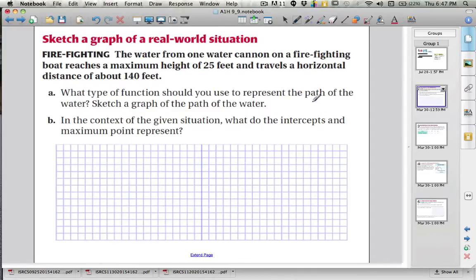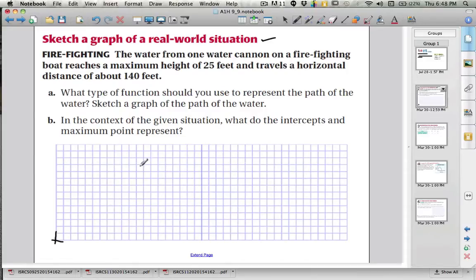So if we take a look at one of the techniques we might use to understand a situation, it would be to sketch a graph. In this particular case, the water from a water cannon on a firefighting boat reaches a maximum height of 25 feet and travels a horizontal distance of about 140 feet. What type of function would we use to represent and sketch the graph?